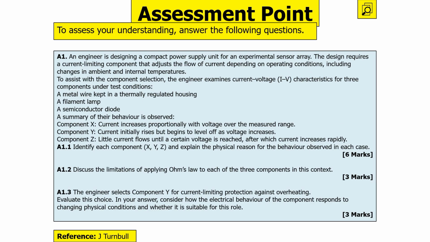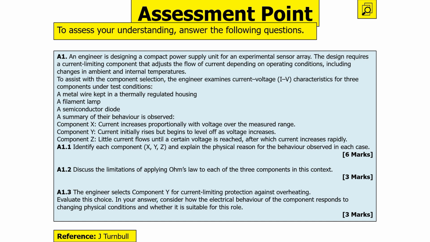The next question says, an engineer is designing a compact power supply unit for an experimental sensor array. The design requires a current limiting component that adjusts the flow of current depending on the operating conditions, including changes in ambient and internal temperatures. To assist with the component selection, the engineer examines the current voltage characteristics for 3 components under test conditions: a metal wire kept in a thermally regulated housing, a filament lamp, and a semiconductor diode. A summary of the behaviour is observed.